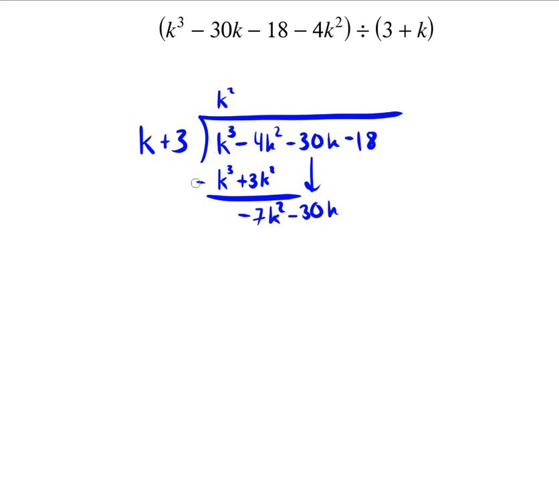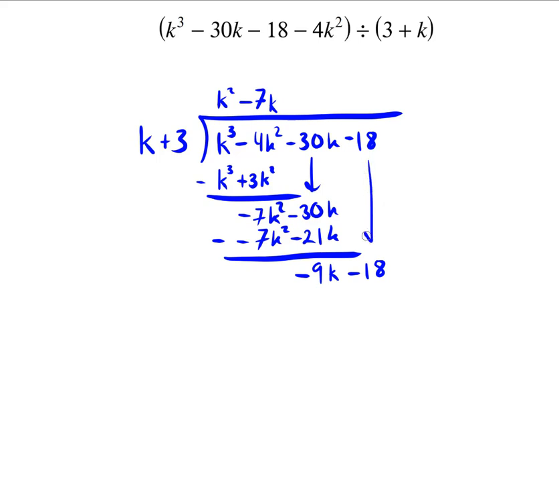And I'm going to start over the whole process again. How many times does k go into negative 7k squared? And the answer is it goes in negative 7k times, right? And that negative 7k now multiplies times that 3. Well, let me do that first term. Negative 7k squared is negative 7k times k. And then I'm going to do negative 7 times 3, which is going to be a negative 21k, right? And remember, I'm subtracting all this. So these two subtracted cancel out, because negative 7k squared minus a negative 7k squared is really the same as adding 7k squared, so these cancel out. And here I have negative 30k minus a negative 21k, so that's really the same as adding 21, which gives me a negative 9k minus 18, right? Because I bring down my negative 18.